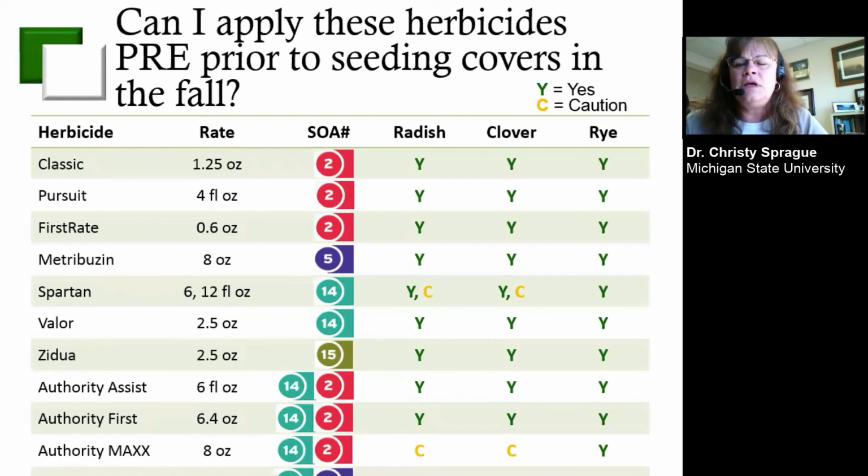And then looking at cereal rye, we could use anything. Cereal rye is very tolerant to a lot of the herbicides. We've got a lot of time for those herbicides to break down and be able to drill in rye in the fall.